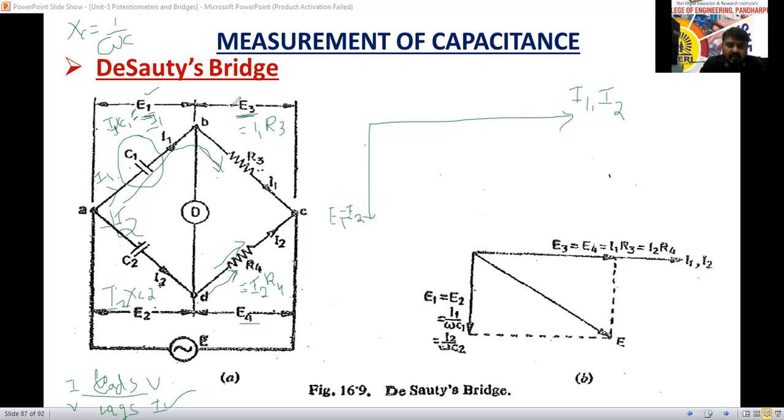So E3 lags the current I1 or leads the current? Which load is there here? Resistive. For the resistive load, current lags the voltage or voltage lags the current? For the resistive load, what is the condition?